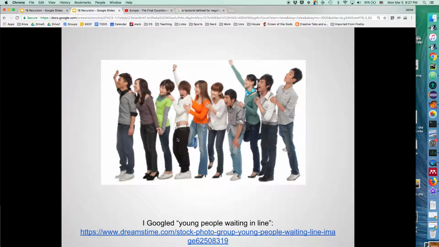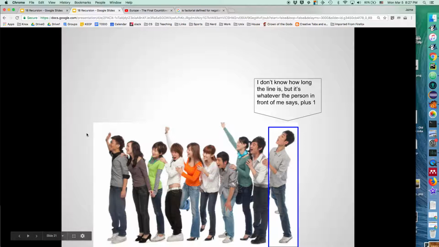Here's a visualization of this. I Googled young people waiting in line. This is one of the stock images that came back. So, I don't know, I'm last. Or, I want to know how long the line is. I can't really see the beginning. So, I don't know. I'm going to ask the person in front of me, how long is the line? And whatever they say, I'm going to add 1 for me.